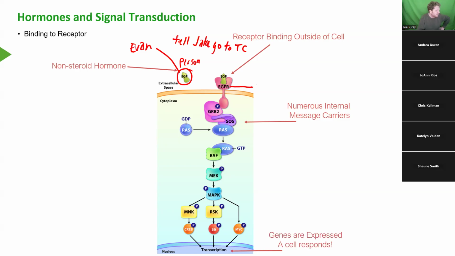Evan tells Dave, hey, Dave, tell Jake that we're going to Taco Cabana. Dave says, I can't see Jake, but I can see Steve. And then Steve says, okay, cool. Well, I also cannot see Jake, but I'm going to tell Tina that they should relay the message. And then Steve says, hey, Tina, tell Jake we're going to Taco Cabana. Tina says, well, I can't see Jake, but I can see Elizabeth.